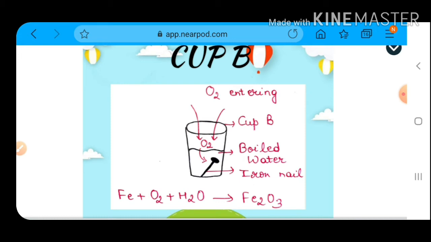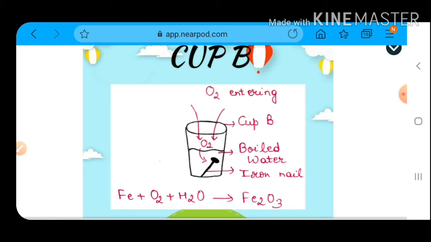So during the initial time when the water was boiled, the dissolved oxygen was removed, but after some time, when the water got cooled, the oxygen from the atmosphere entered into the water and formed ferric oxide. Therefore, children, I have again written the reaction, that is Fe plus O2 plus H2O gives Fe2O3. Therefore, in cup B also rusting took place.